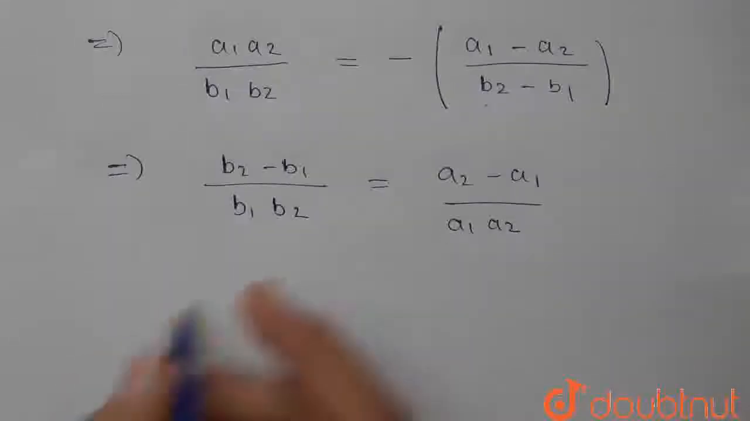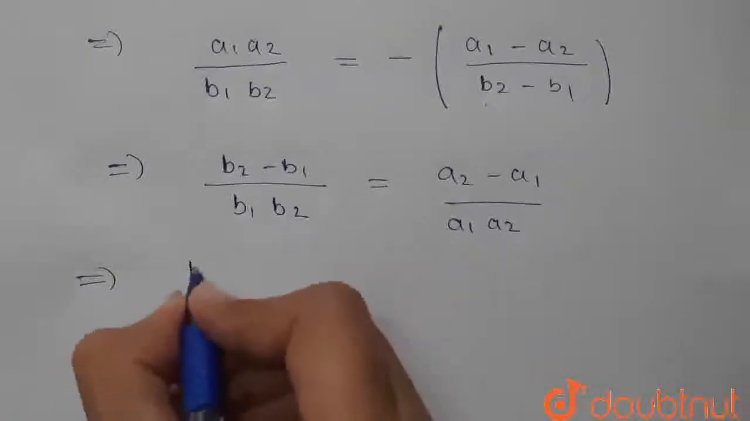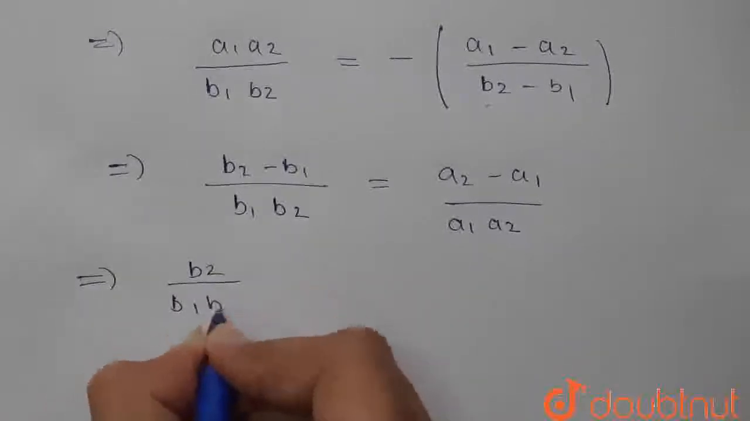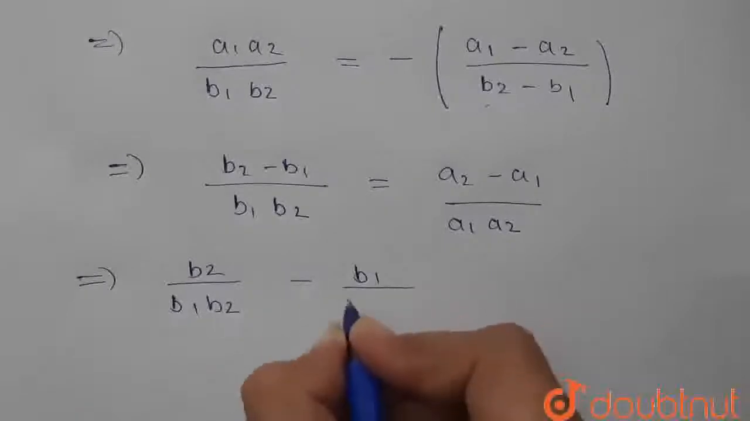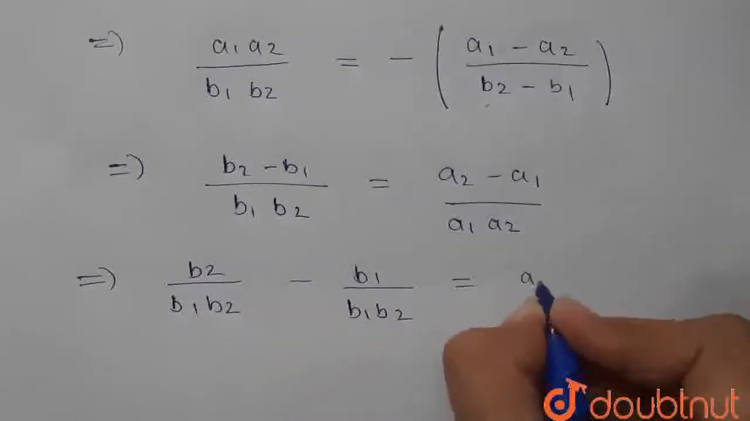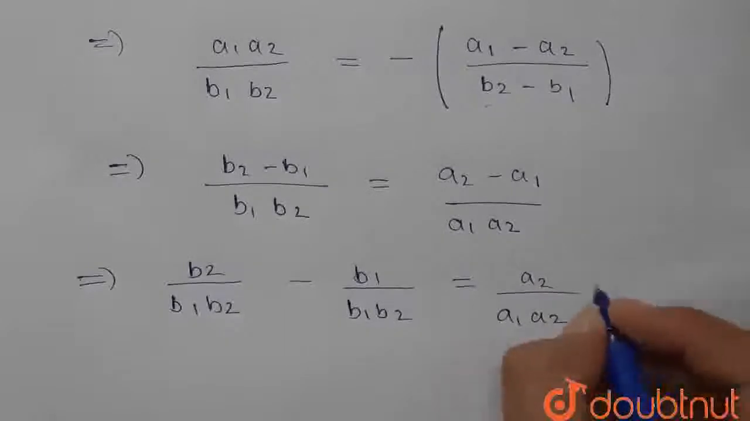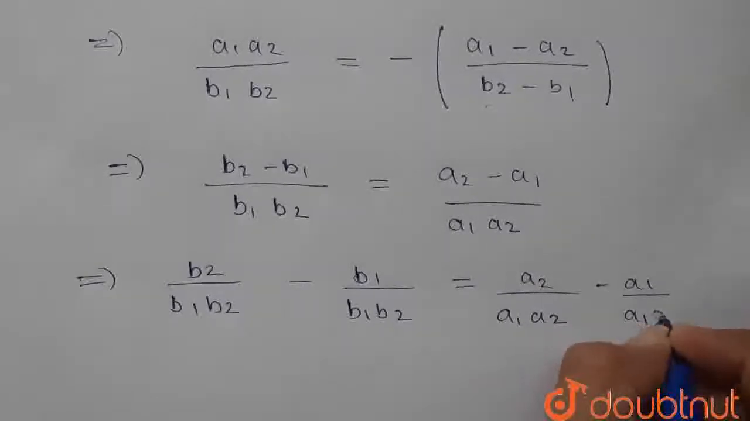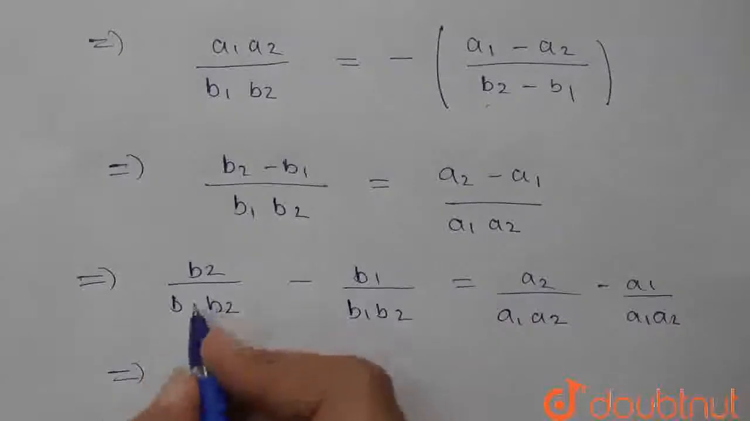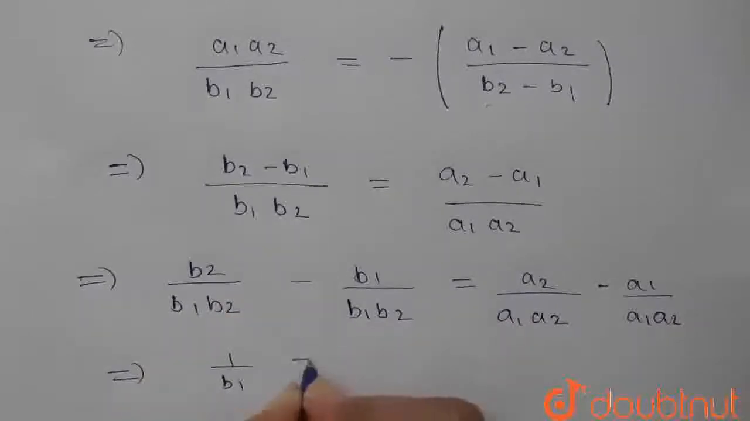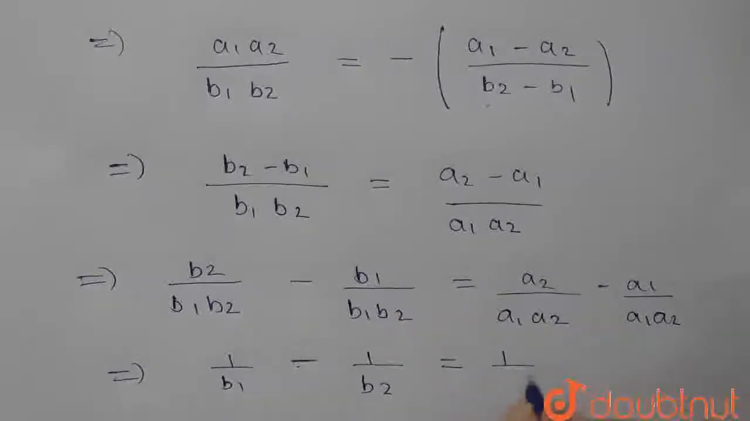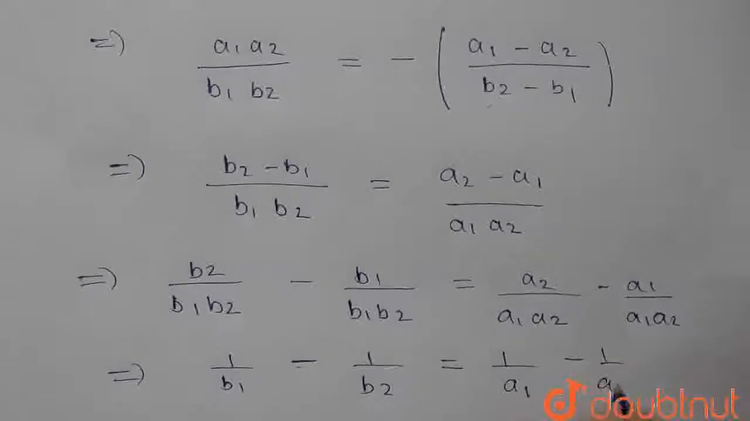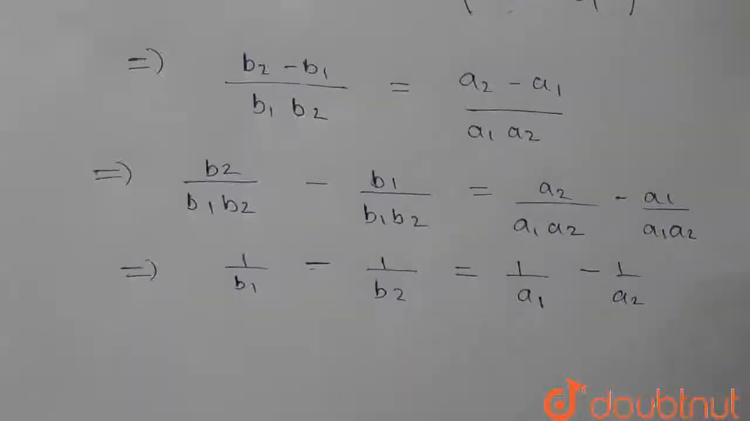Now this can be written as, if I separate the denominator, b2 upon b1 b2 minus b1 upon b1 b2 equal to a2 upon a1 a2 minus a1 upon a1 a2. So this b2 b2 will get cancelled. Here we are getting b1 minus this, and this will get cancelled. We are getting here 1 upon b1 minus 1 upon b2 equal to 1 upon a1 minus 1 upon a2. So we have derived the condition. This is the condition in which the two given ellipses will intersect orthogonally. This is the required answer.